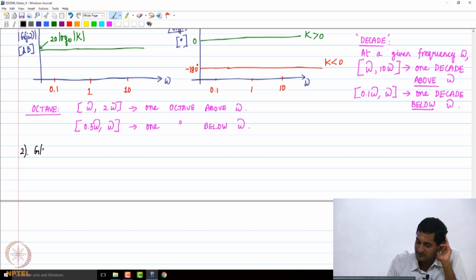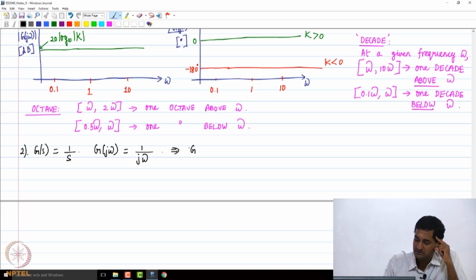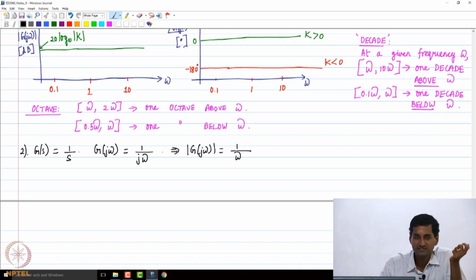So, now let us plot the Bode diagram for 1 by s, right. So, what is going to be the Bode diagram for 1 by s? g of j omega is going to be 1 by j omega, right. So, this implies that the magnitude of g of j omega is going to be, we discussed this yesterday, if you have a complex function that is a ratio of individual factors, the magnitude is just the ratio of the individual magnitudes. So, here it is going to be 1 divided by the magnitude of j omega, which is omega. That is it.